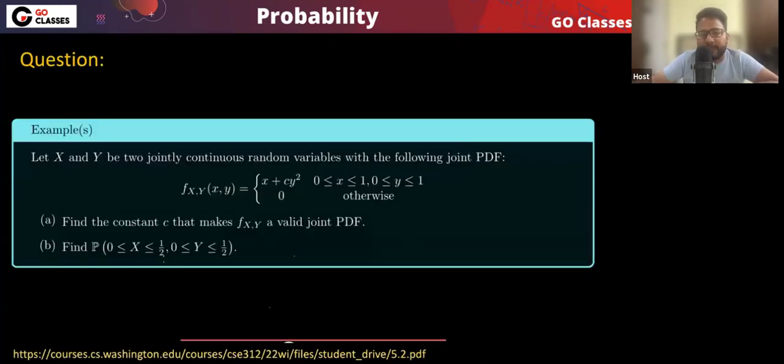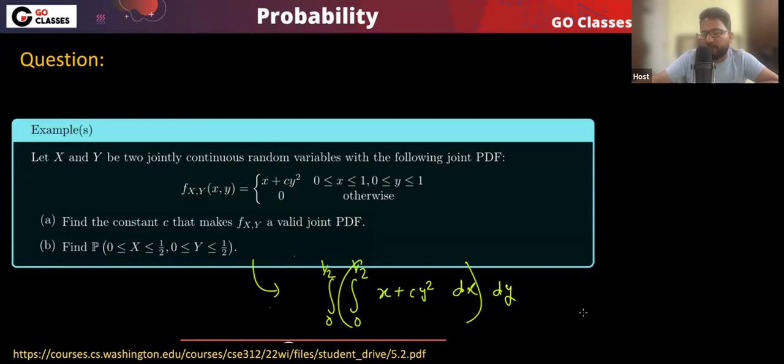Let's just see B. B is saying, what is the probability for x from 0 to 1 by 2, and for y also 0 to 1 by 2? So can you write the probability here? It will be a double integration, for x from 0 to 1 by 2, and then x plus cy square, first you write dx. For y also 0 to 1 by 2, then dy.